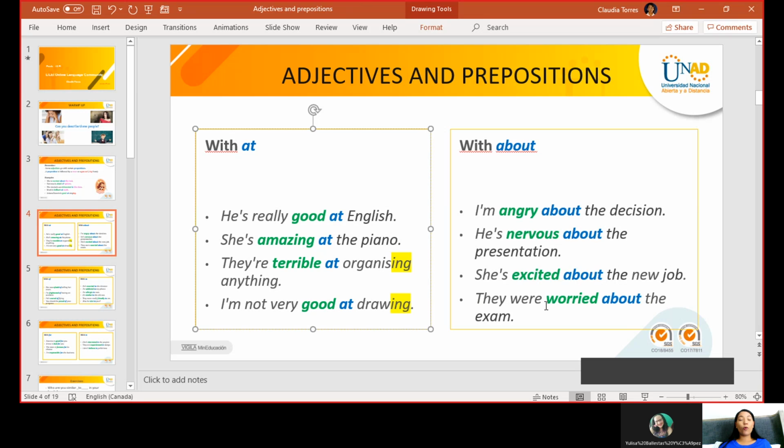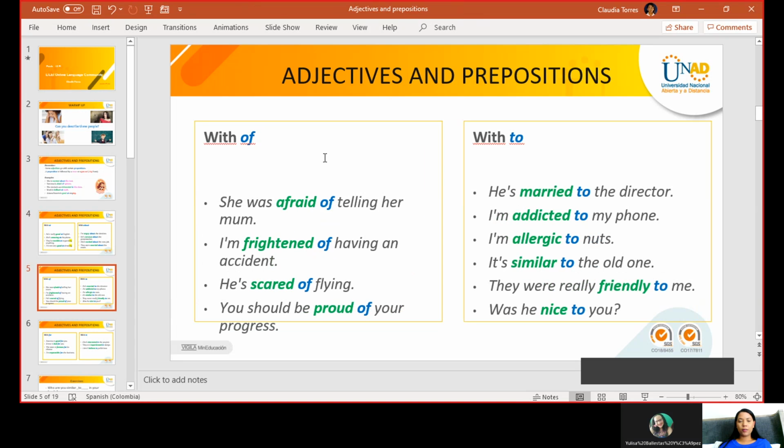Now, they were worried about the exam. They were worried. They were thinking too much. Ooh, that exam will be very difficult. Oh my goodness. So they were worried about. Okay. So is everything clear? Do you have any questions? No, teacher, everything is clear. Okay. Now let's move to other kinds of adjectives and prepositions.